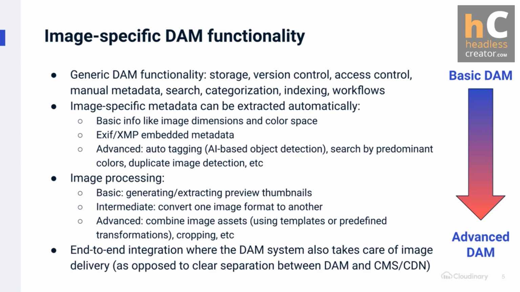So the amount of functionality around images can be quite different depending on the DAM system. And the most advanced DAM systems are basically an end-to-end integration where they also can do the delivery part. So instead of having two separate systems, one that does the asset management and one that does the delivery, and there's a strict separation between them, it could be part of the same system where the images that are uploaded in the authoring phase can automatically be turned into images that can be delivered.